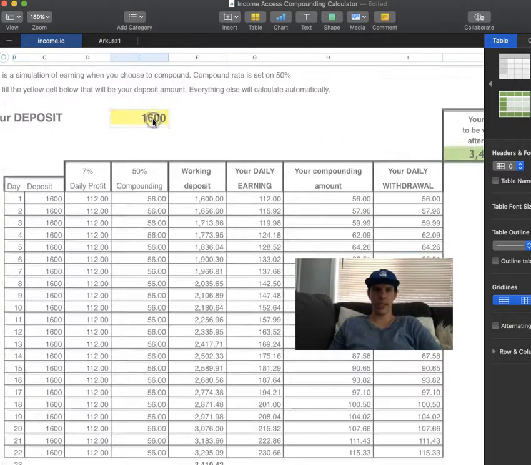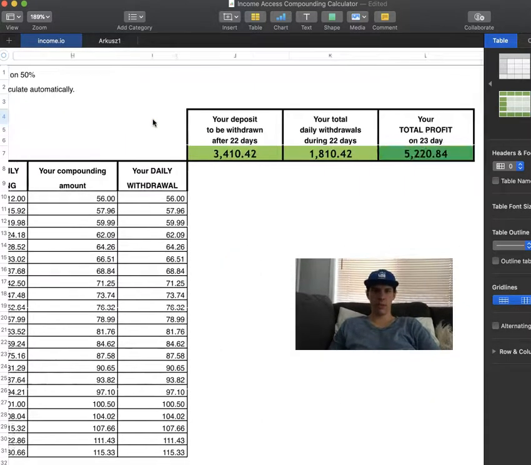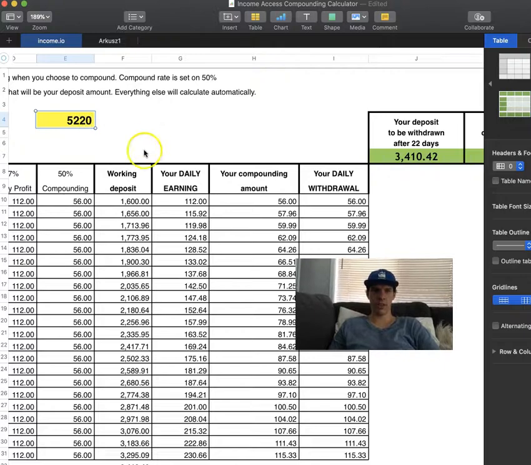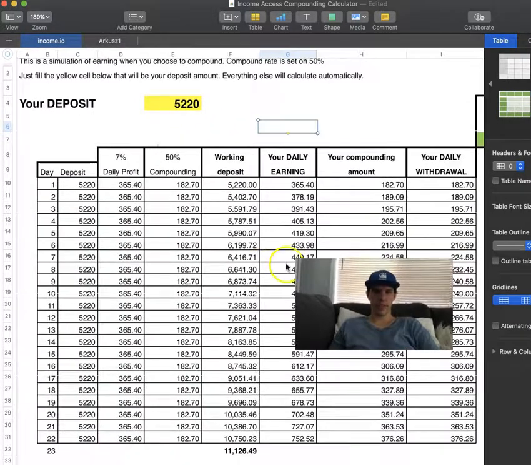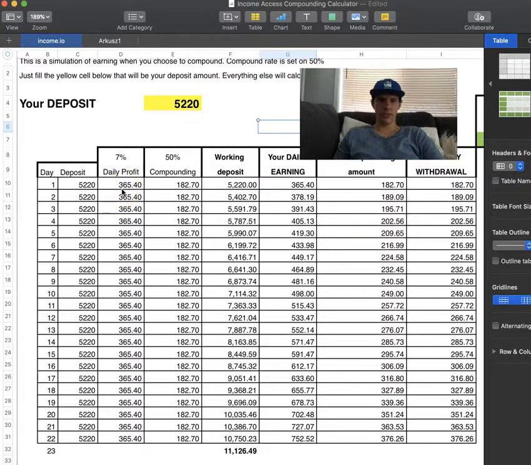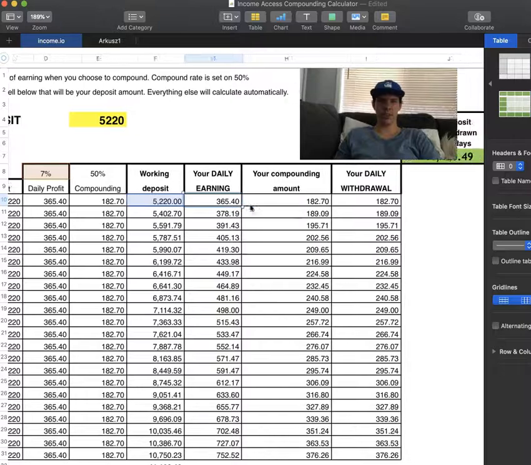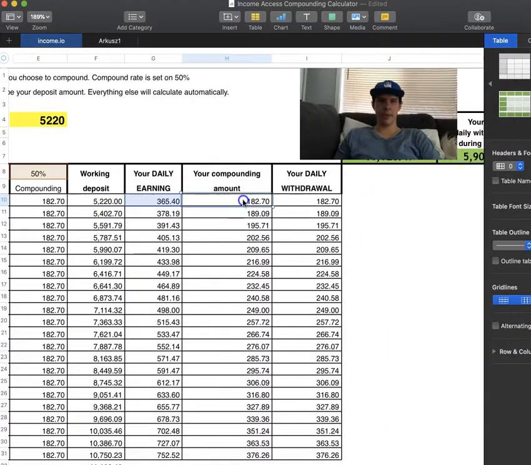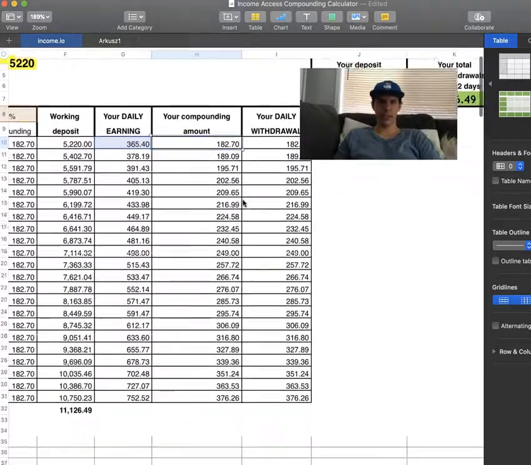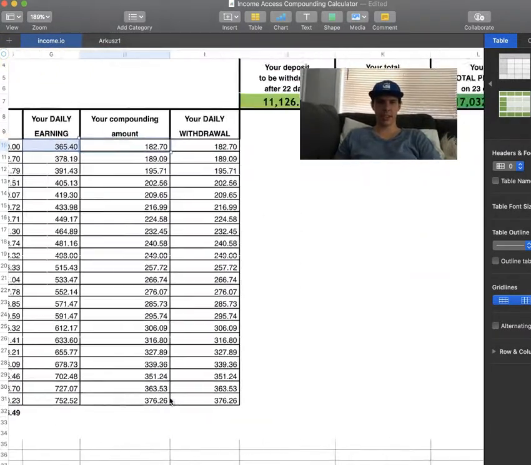So obviously we're going to go in again, 5,220. Here we go. So daily profit is $365. You'll be compounding $182. Your daily earnings will be $365. Your compounded amount is $182, and that's obviously changing throughout the days, so you earn more money every single day.